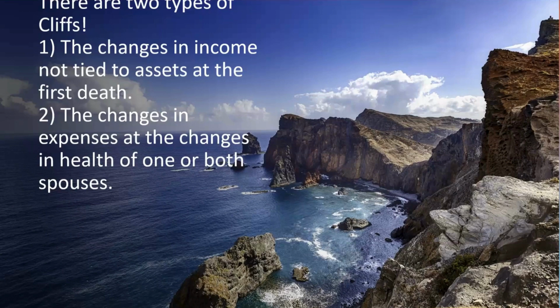So there's changes in income not tied to assets at the first death, and then there's changes in expenses at the changes in health of one or both spouses. Those are two entirely different cliffs. So the topic of this webinar today is how to deal with gaps and cliffs. And the first thing you have to do is be able to define them in a way that the people you're talking to can absorb it and understand it and want to know if there's a way to avoid the calamity that might be ahead.